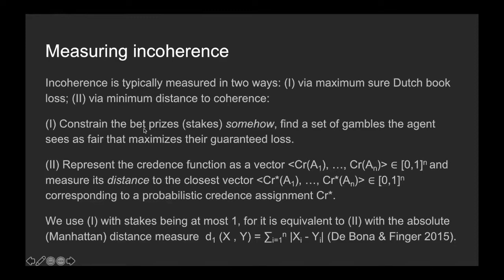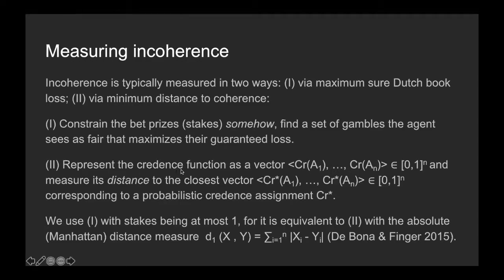So the first way is basically to somehow constrain the betting prices, right? Because if we want to measure how incoherent you are by the kind of money you would be guaranteed to lose in a Dutch book, well, of course we could scale the bets up and down, but that doesn't do anything to your incoherence. So we need to somehow normalize the betting scenario so we can make things comparable. So that's one way to do it.